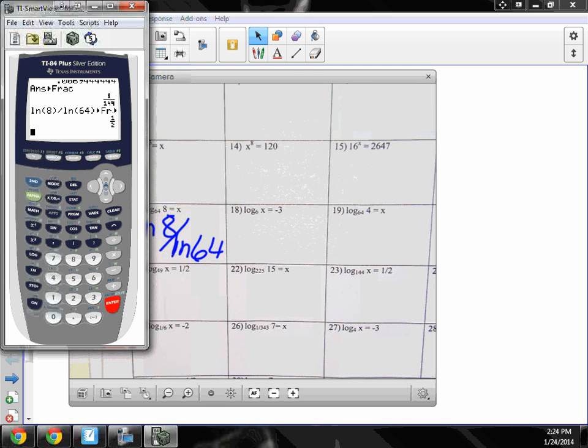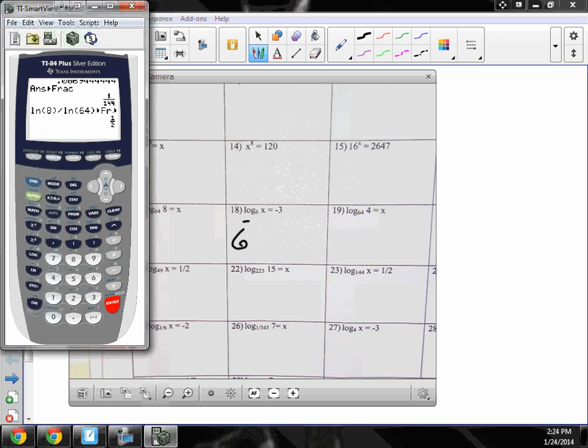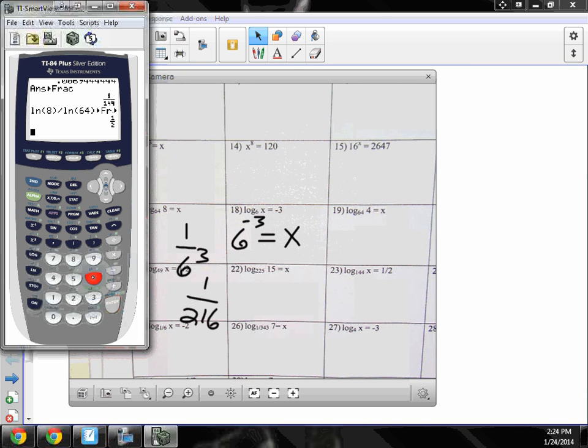Okay. What about number 18? We need to convert it back to exponents. It's unsolvable in logarithm form. So convert to exponent, 6 to the -3 equals x. So that's really just 1 over 6 to the 3rd. So it's 1 over 216. Or you could just use your calculator. 6 raised to the -3. Math fraction. 1 over 216. Okay. Number 19 is easy.